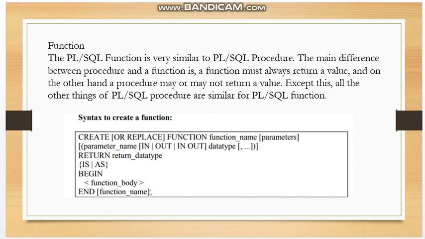Then it contains return, and then the return data type. What is that data type? The data type of the variable which we are trying to return. Then we have two choices of using a keyword, is and as. Then it starts with the execution section, which is the start of the begin keyword. Then we will be writing the function body, and then we will be doing end. Again, because it is a block, the declaration section and exception handling section are optional sections.